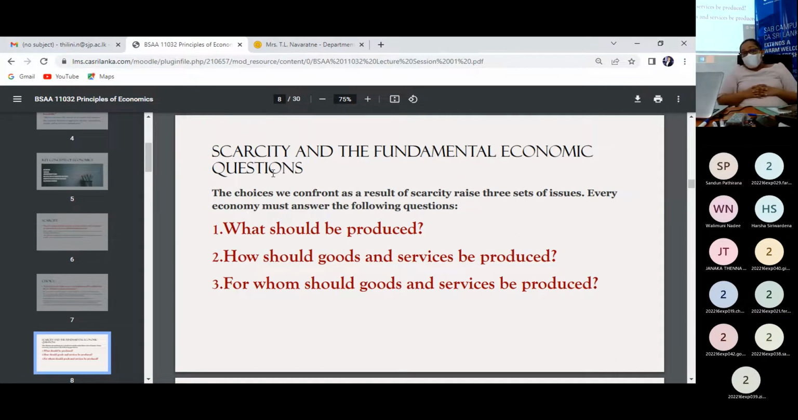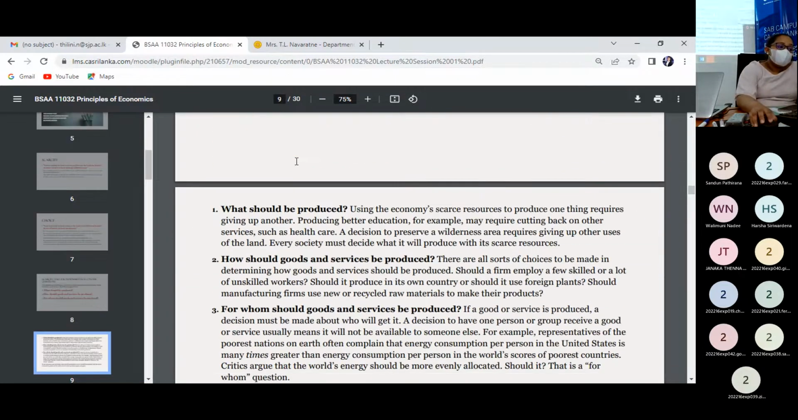Very important. You would have done this for A-level economics if you covered. Because of scarcity and because of choice in an overall economy, there are 3 questions that we need to ask. And this may be relevant for a firm also. What should be produced? Now coming to the firm level, not individual. What are we going to produce? How should goods and services be produced? How should we produce it? And for whom to produce? These are fundamental questions that arise in an economy when we have the problem of scarcity. That is also nicely explained here.